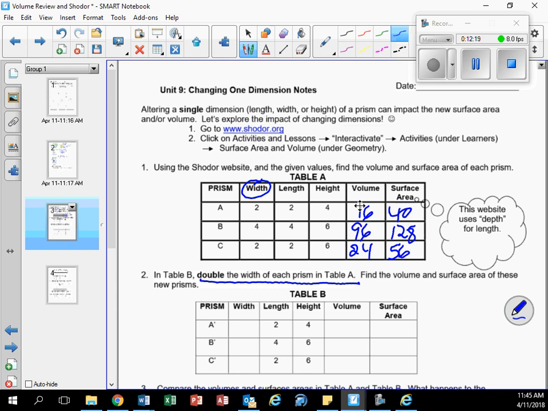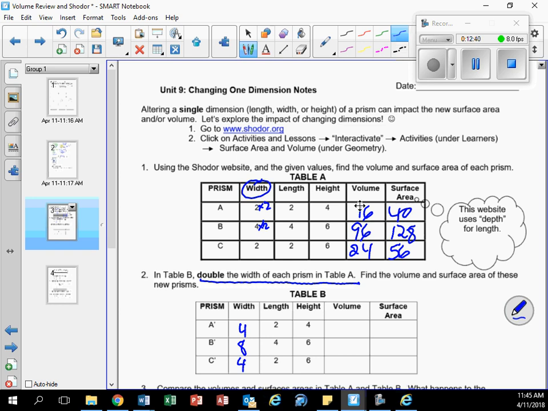When we double 2, what number do we get? 4. So how do we go from 2 to 4? We multiply by 2, right? So we do times 2, and we get 4 here. And we do times 2, and we get 8 here. And if we do times 2, we get 4 here as well. All right, now you guys go ahead and press pause.